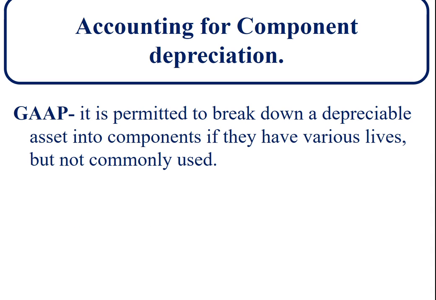Under GAAP, although it is permitted to break down a depreciable asset into components if they have various lives to depreciate, this is not commonly used. Normally, if we bought a building, the whole building would be depreciated at the same rate, even though we know that the roofing may last differently than maybe the air conditioning or the floor covering. Instead, we just throw it all together and come up with one rate.